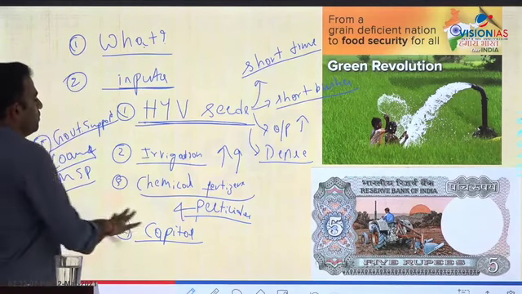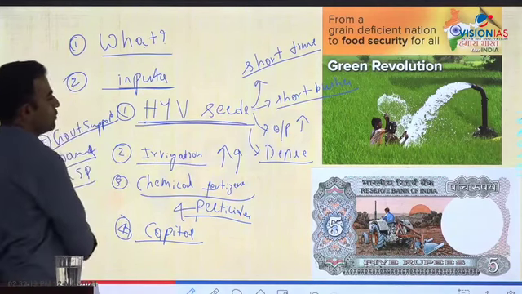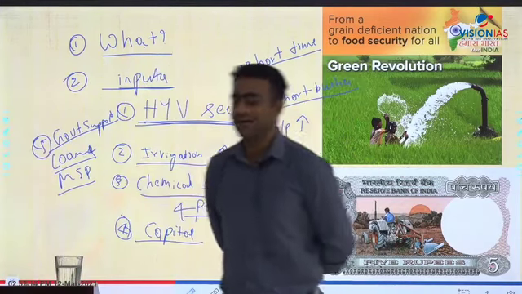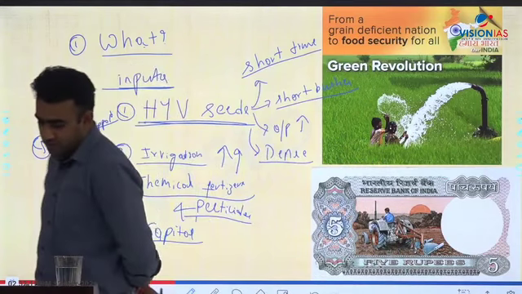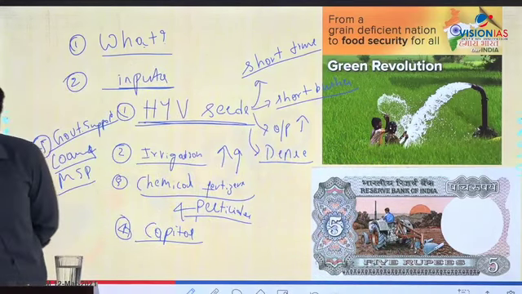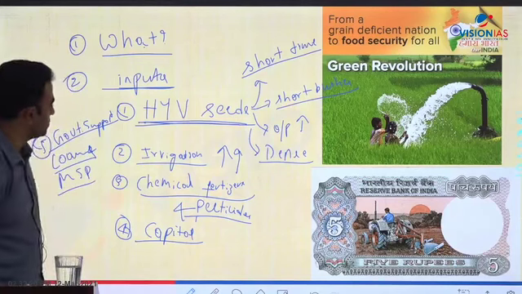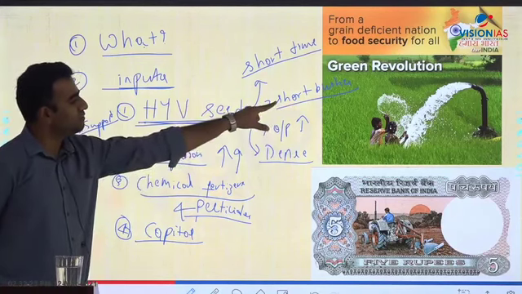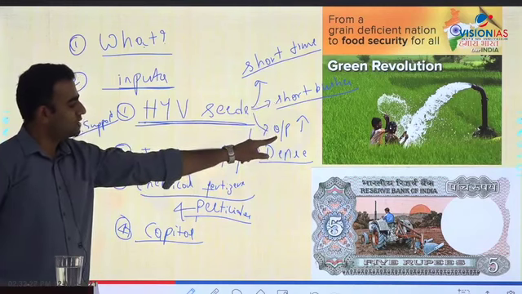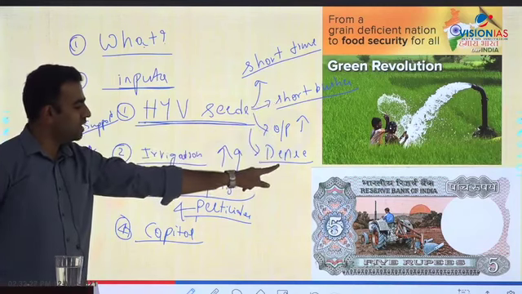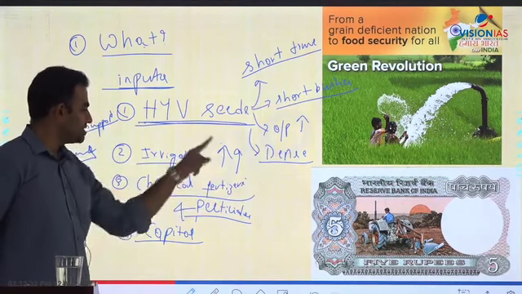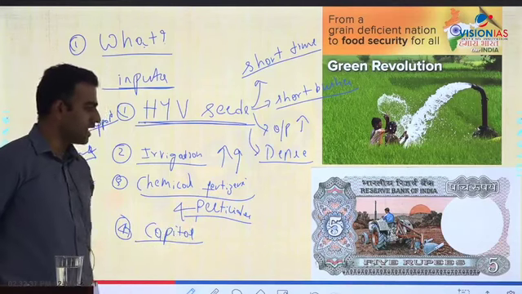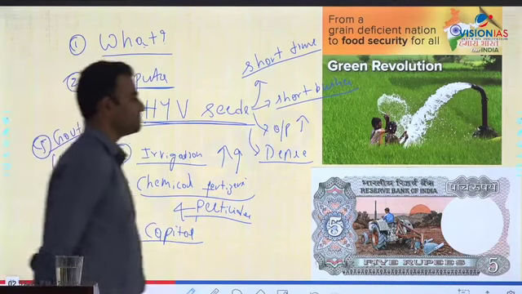So through all these inputs, they were able to increase the production in a very drastic manner. So that is what we call the green revolution. The inputs are important. Please remember, a question can come on this. High yielding variety seeds which are short growing within a short period of time, short bushes with higher production and growing in a very dense manner. It requires very high irrigation, water supply, chemical fertilizers and pesticides are also required. For that you need capital as well as government support.